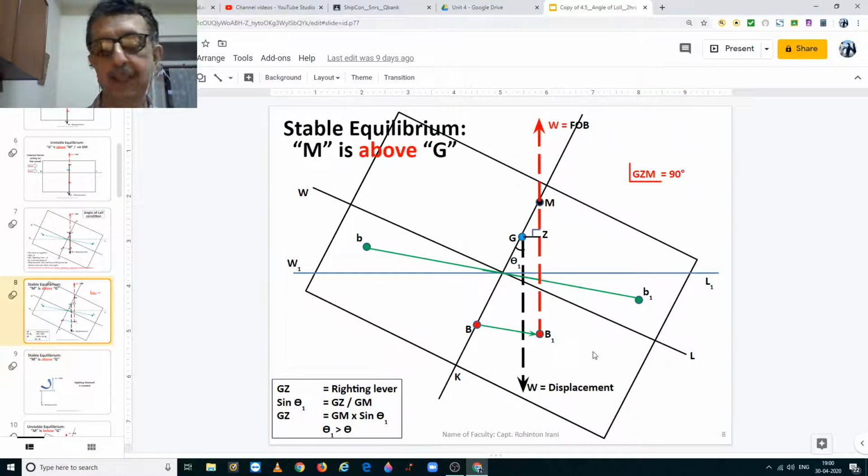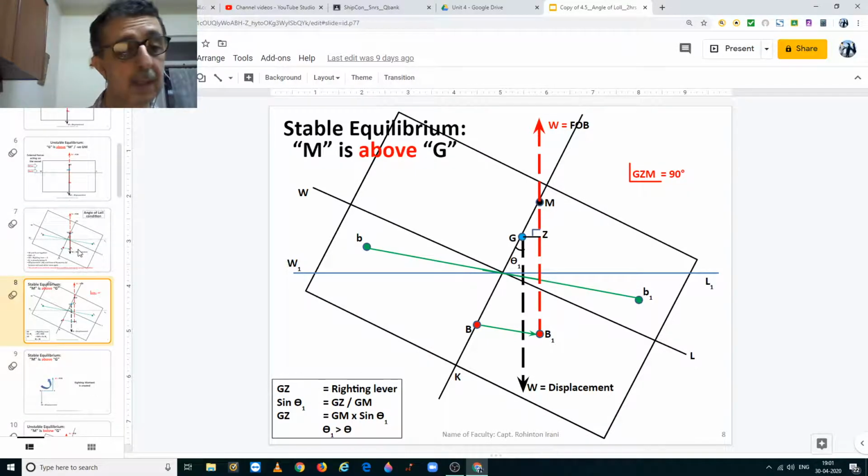In the next slide, we see that the center of buoyancy now moves still further out, and what is created is a righting arm or a righting lever. And because a righting arm or a righting lever is created, there is a righting moment that is created to bring her back. But this time the bringing back is not to her upright condition, but to her angle of loll condition.